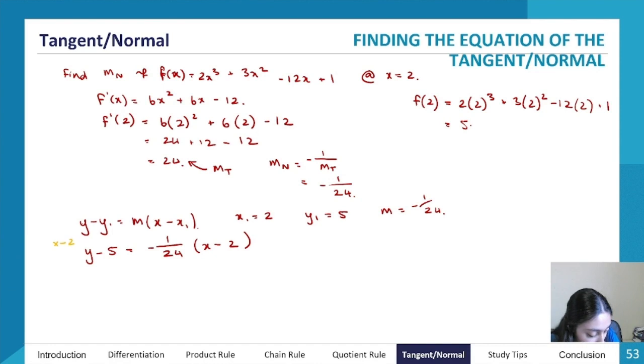Times minus 24, times minus 24, which will get me to minus 24y plus whatever 24 times 5 is, 120, is equal to x minus 2.